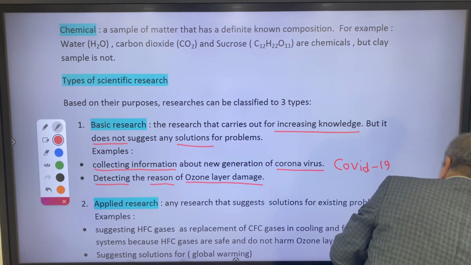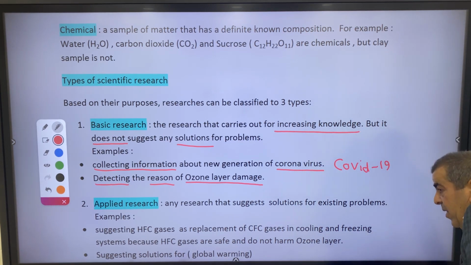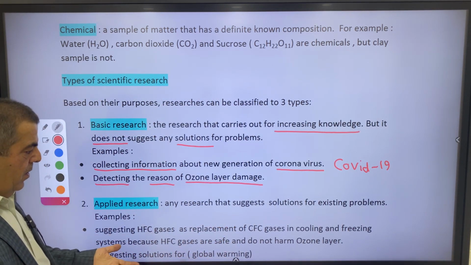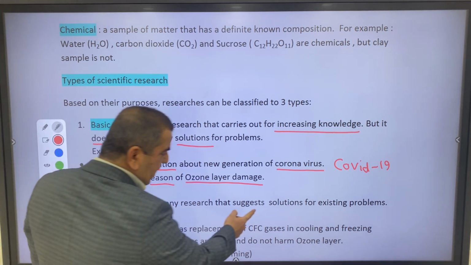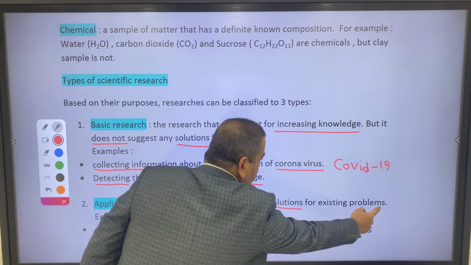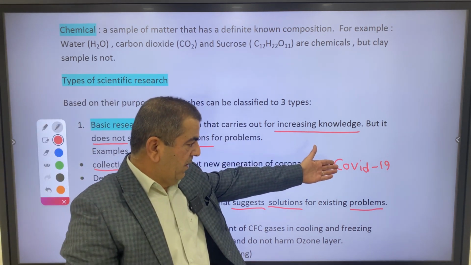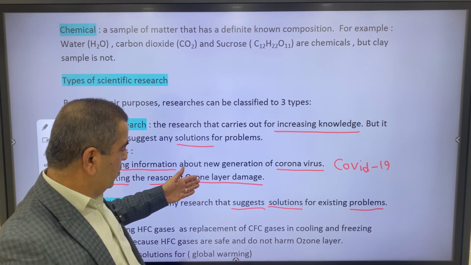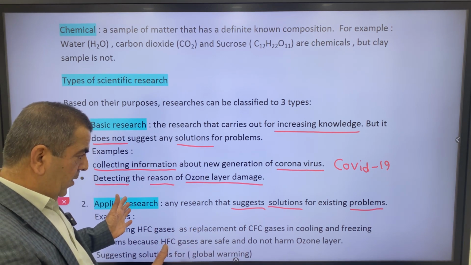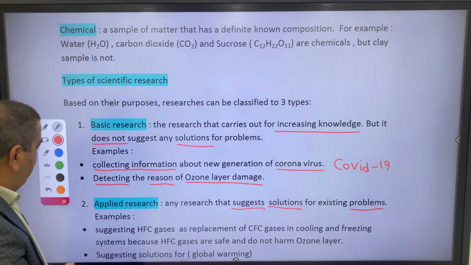Okay, the second type of research is applied research. Applied research, application, doing something. So any research that suggests what? Solutions for existing problems, which means you have a problem, such as the problem here of COVID-19 or even the ozone problem, and applied research doesn't collect information. It suggests what? A solution. It suggests a solution.